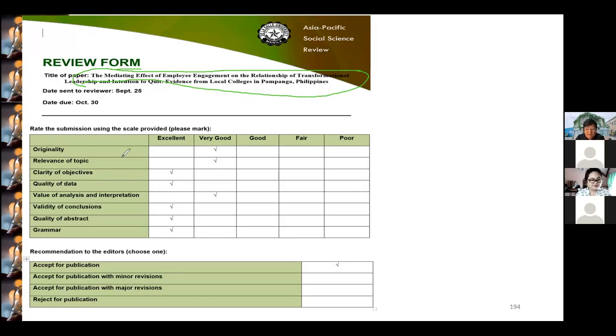They evaluate the paper based on: one, originality; two, relevance of topic; three, clarity of objectives; four, quality of data; five, value of your analysis and interpretation; then validity of the conclusion, quality of the abstract, and the grammar. Then the editor gives a recommendation: accept for publication, accept with minor revision, accept with major revision, or reject for publication. And good thing, this paper was accepted for publication without any revision. But it really took time for me to receive the report, because as I mentioned, their process is tedious, for Asia-Pacific Social Science Review. Okay?